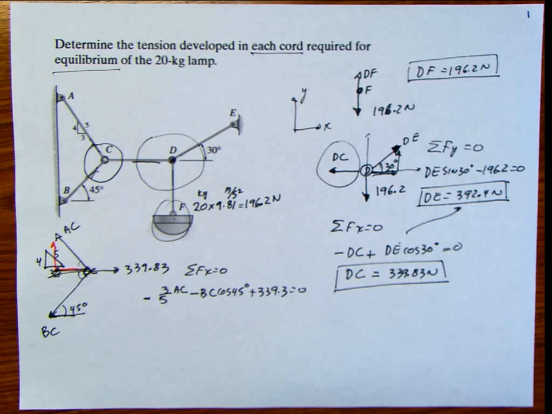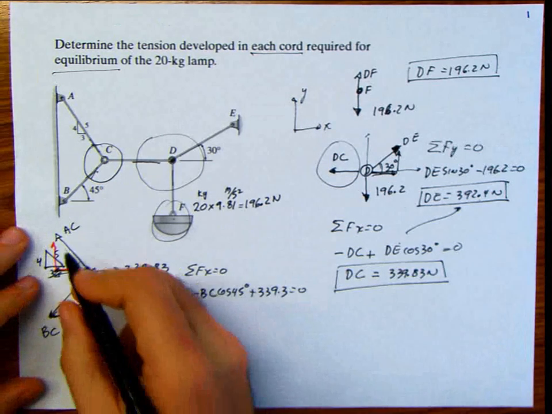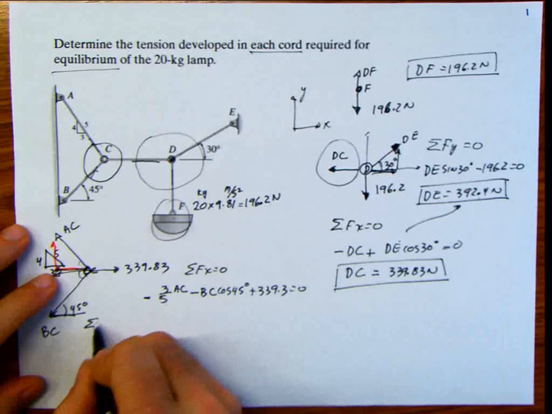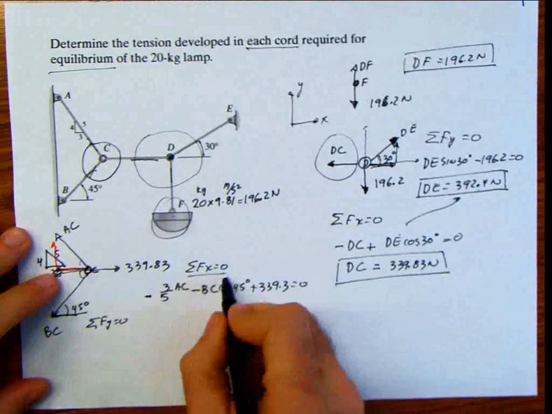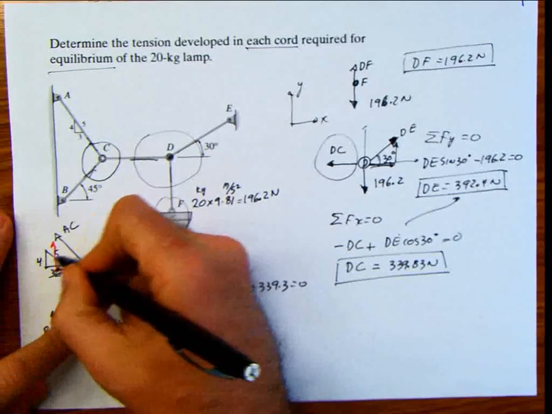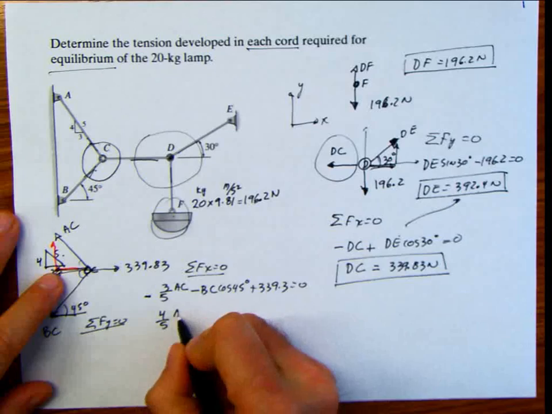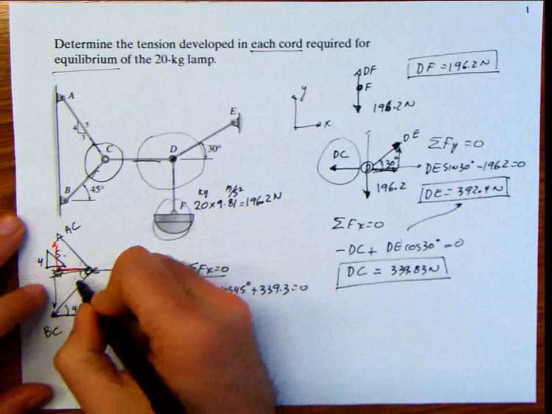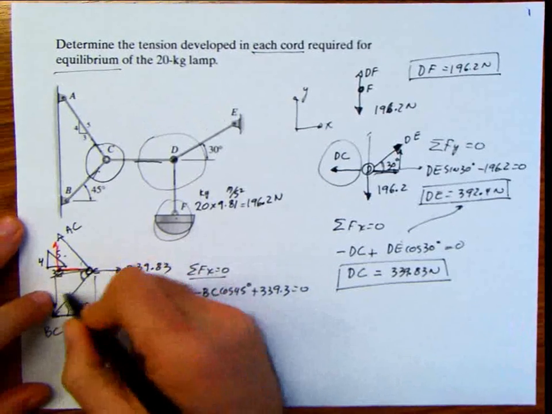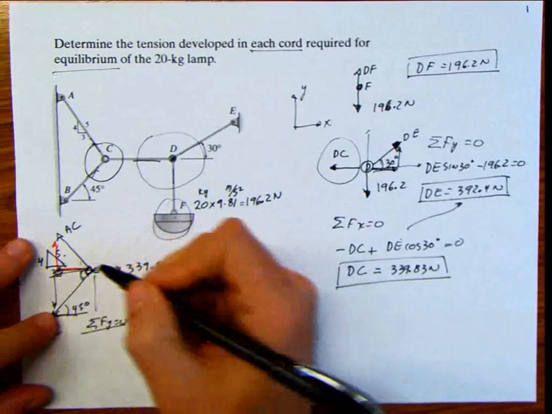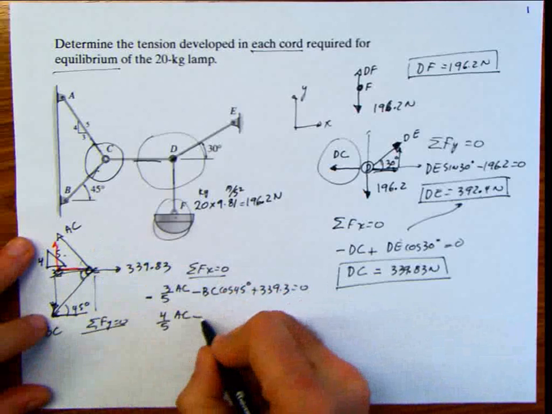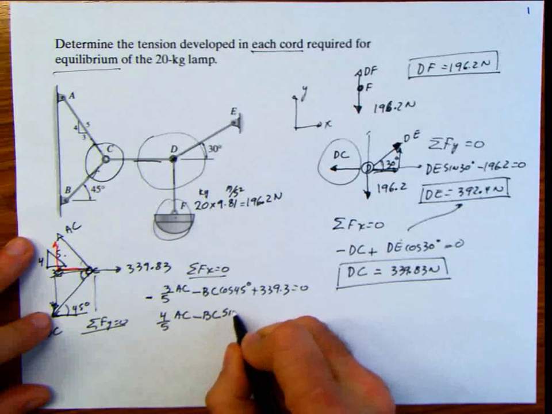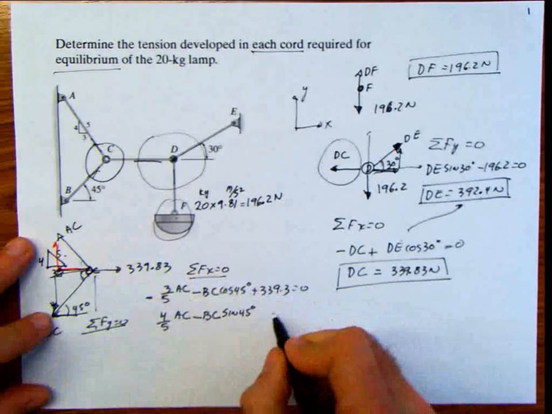Now for Y, we're going to have the vertical component of AC. Let's do summation of forces in Y equals 0. Then my Y component here is going to be 4 divided by 5 AC, and it's positive because it's pointing up. And the vertical component of this one, this angle is 45, the same magnitude. So this force here is going to be negative because it's going down: BC sine 45, and there's nothing else, so that's going to be equal to 0.